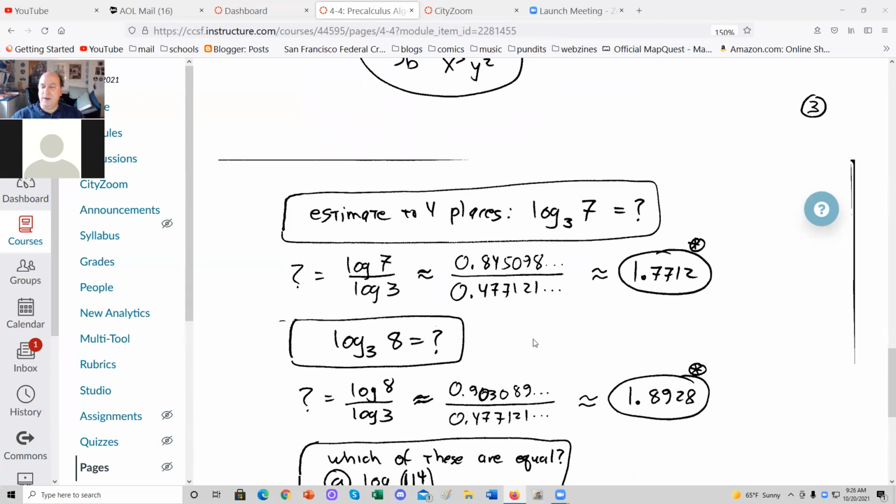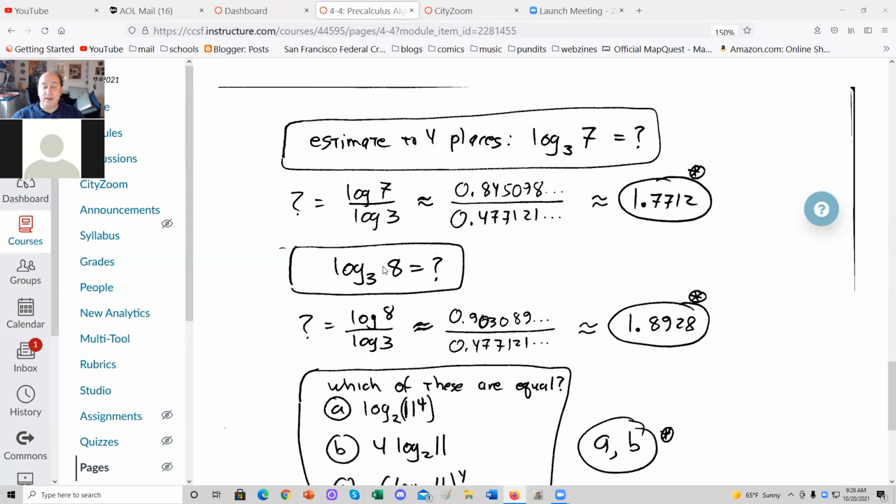Now, here we're asked to estimate logarithms to 4 places. Log base 3 of 7, what's that? Well, it's common log of 7 over common log of 3. Ratio of these two numbers, push a button, calculator said about 1.7712. And of course, if you had a graphing calculator, you wouldn't really even need to stop here. You just write the expression with these in parentheses and get that. Log base 3 of 8, that's common log of 8 over common log of 3, about 1.8928.